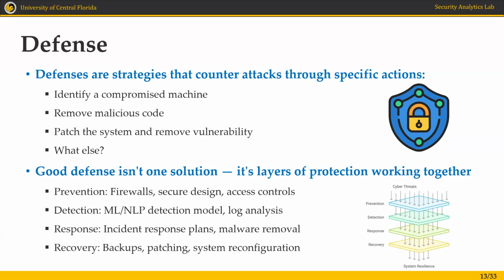For prevention, we can use firewalls, antivirus engines, and much more to make sure our design is secure, and we put access controls within the system. Detection: many papers are published, and many of these models get deployed in a GUI, a detection model that can use logs to detect vulnerabilities or threats. Response: incident response plans and malware removal, and making sure we have recovery as well, with backups, patching, and system reconfiguration.